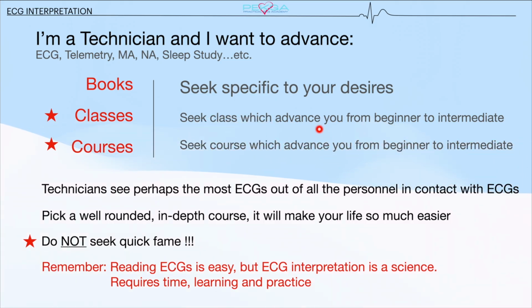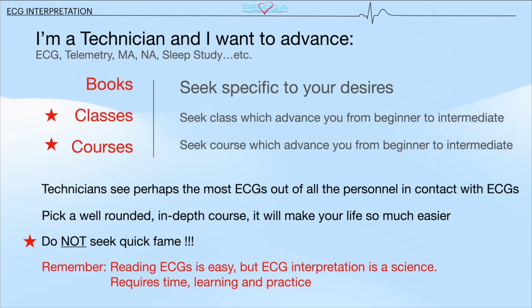Seek a class that will advance you. So you probably want to know a little bit more, understand a little bit more. So seek a class that will take you from where you're at to the next level, okay? And again, you will see a ton of ECGs. So you're going to need something that's well-rounded, that has some depth, and this will make your life so much easier. I'm going to show you some of the things that happened with students at PEKGA in a few slides here.